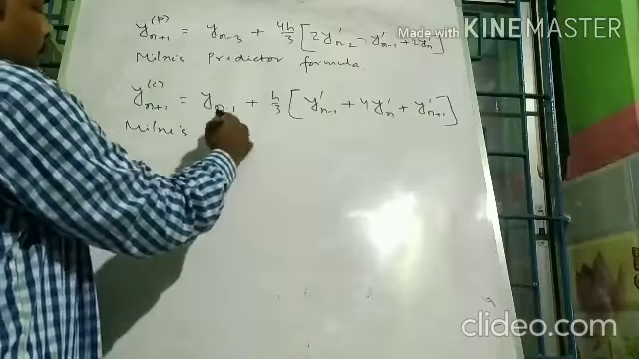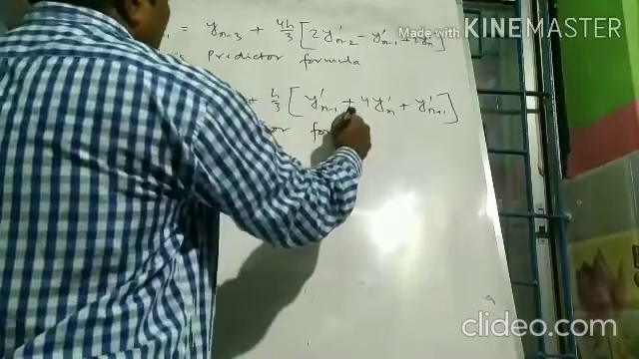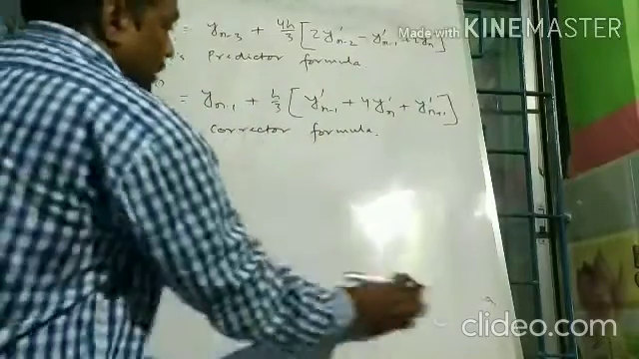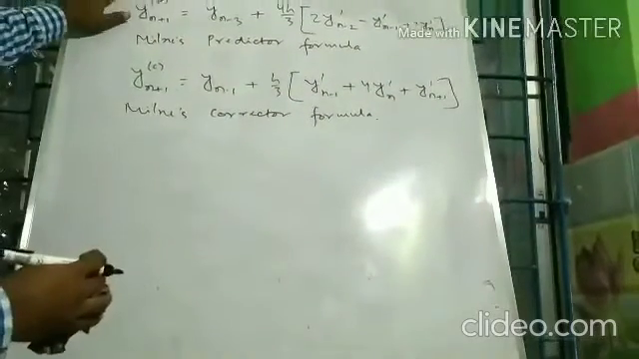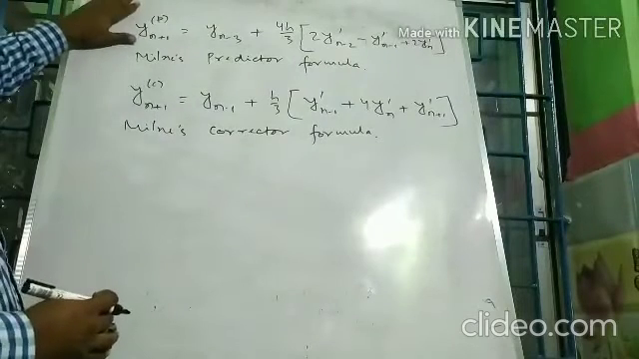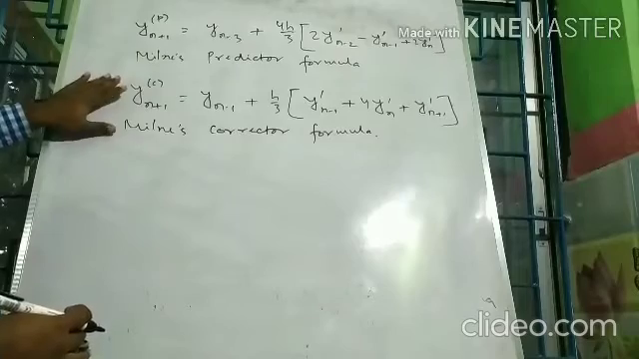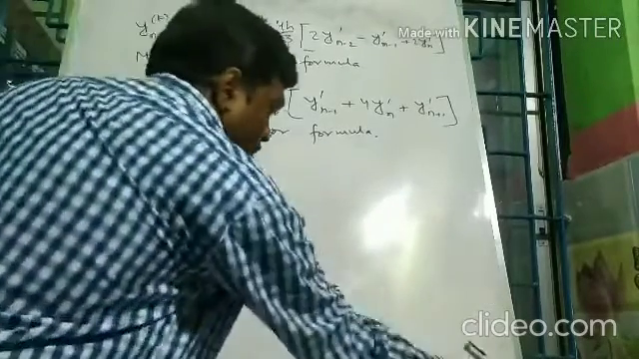Milne's corrector formula. To derive this predictor formula, Milne used an open type quadrature formula. For the corrector formula, Milne used a closed type quadrature formula.